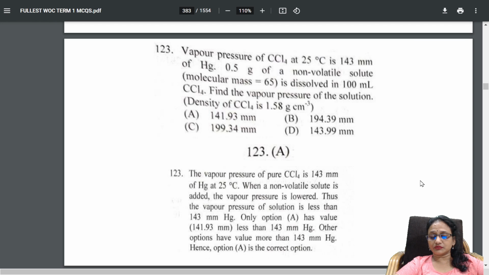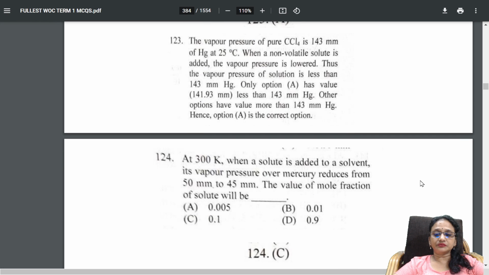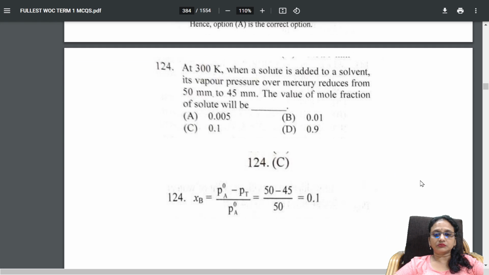Yes. So this is your question based on vapor pressure. Explanation also is given below. This is a question based on relative lowering of vapor pressure.